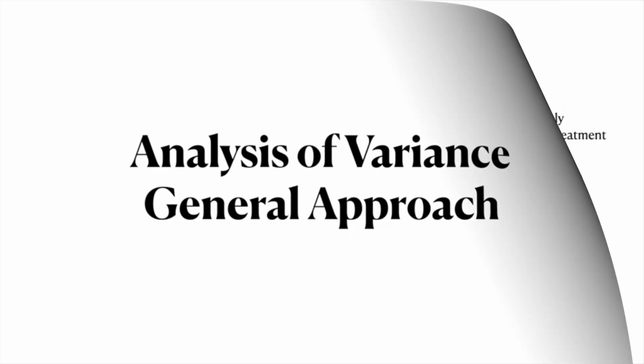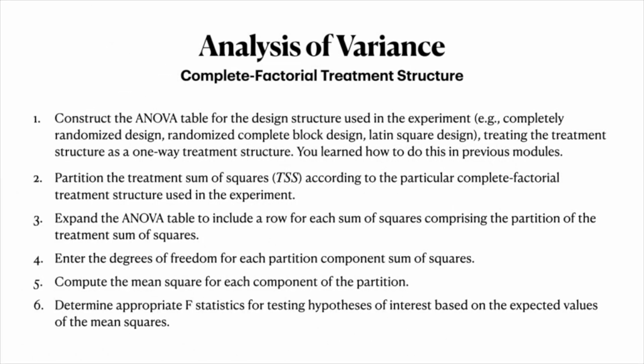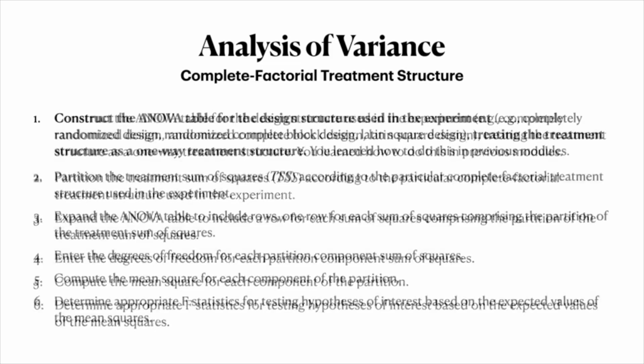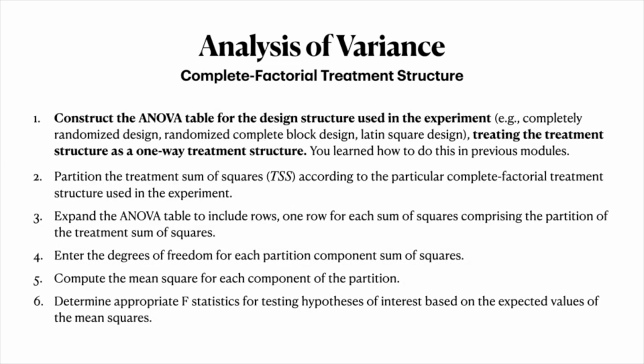So let's first look at the general approach that we're going to use in performing an analysis of variance and constructing the ANOVA table when we have a complete factorial treatment structure. This is the set of steps we're going to use. The first step is to construct the ANOVA table for the design structure used in the experiment. For example, it could have been a completely randomized design, a randomized complete block design, or perhaps a Latin square design. And we do this treating the treatment structure as a one-way treatment structure.